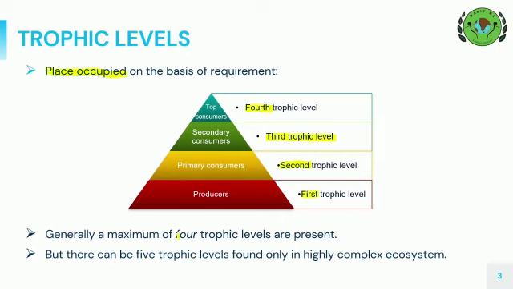And generally a maximum of 4 trophic levels are present because 90% of energy is lost as we move from one trophic level to other trophic level, and only 10% of energy is transferred. As exceptions are always there, so we can also see a food chain up to 5 trophic levels, but only in the highly complex ecosystems.